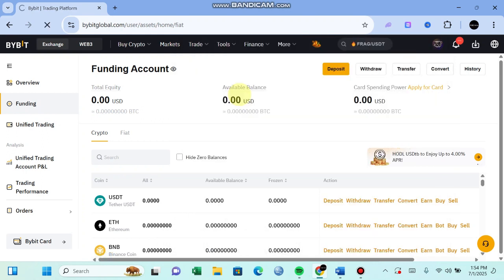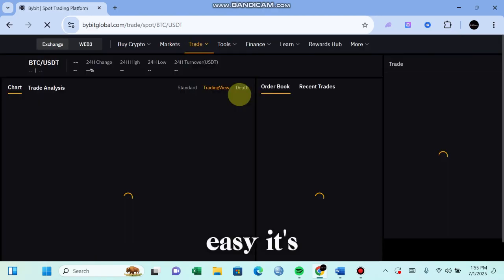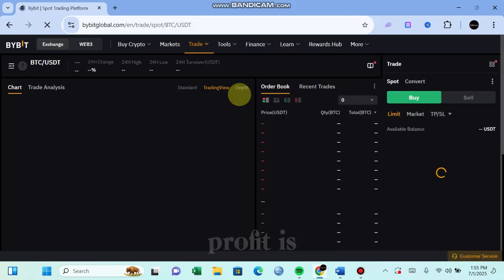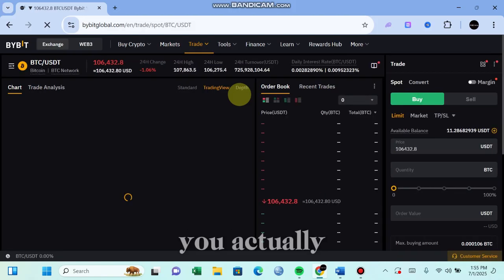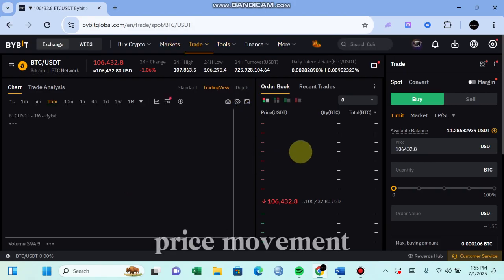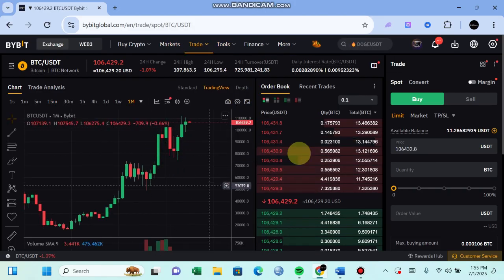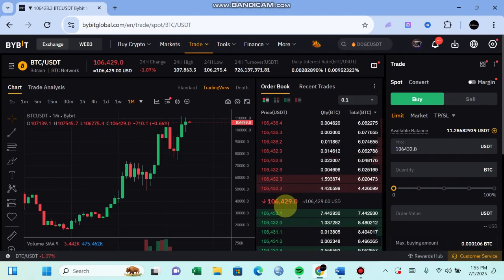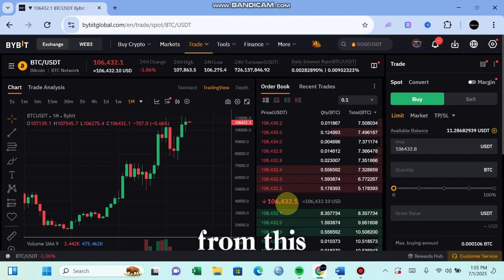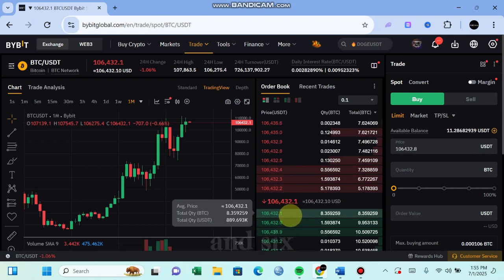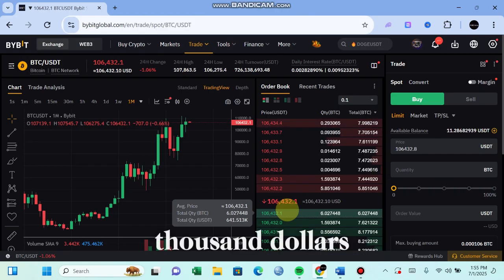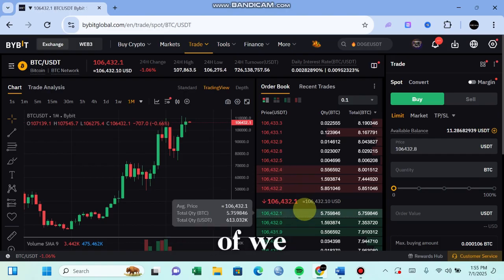Now let's start with spot trading. Spot trading is very easy, the simplest form of trading. With this trading, the potential of you making a good amount of profit is actually very low, because you only make profit when there's an increase in price. For example, on this page we are seeing BTC at $106,000. If you buy Bitcoin, the only time you're going to make profit is if the price of Bitcoin moves from 106,000 to like 110,000 or $120,000. And the percentage of profit you're going to make is very small.